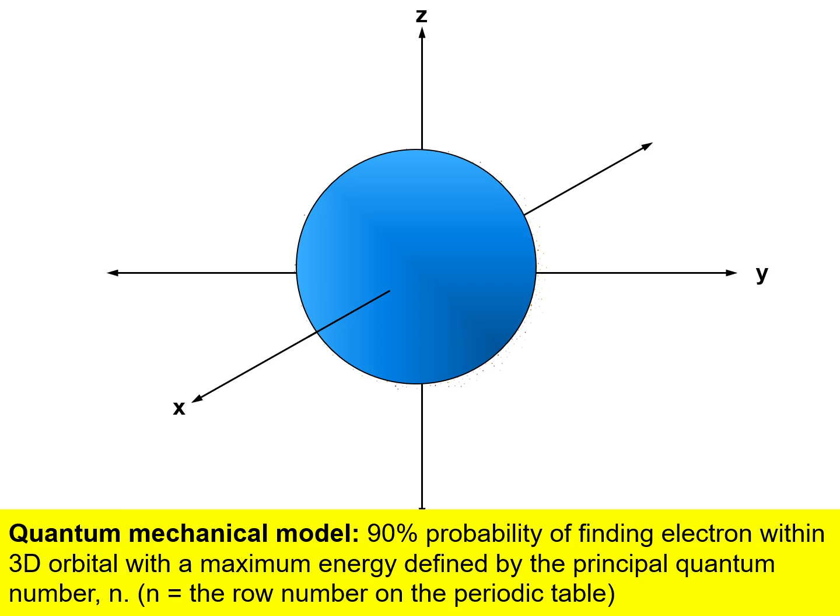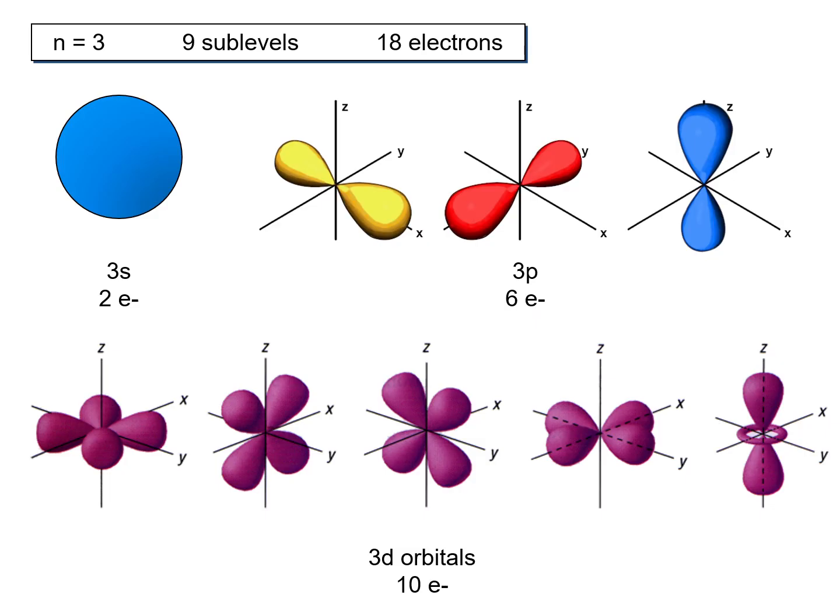And we'll see how the shapes of these orbitals depends on what row number you're talking about. So for the third energy level, there's actually 9 sublevels total. There's one of them that's just a sphere that we already saw. There's another one where it consists of 3 orbitals that look kind of like peanuts. They're called p orbitals. They all have the same shape.